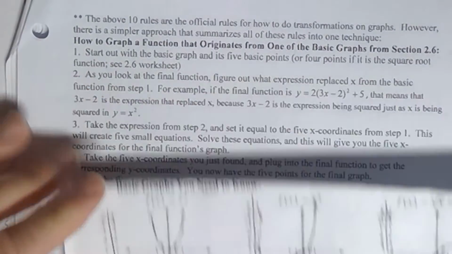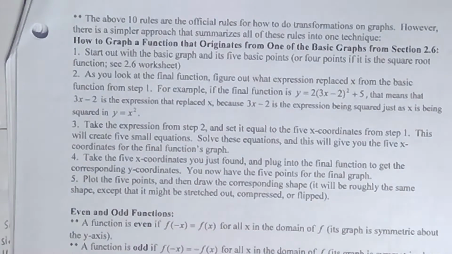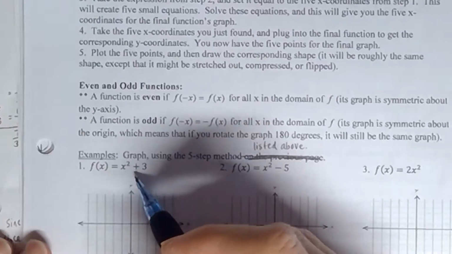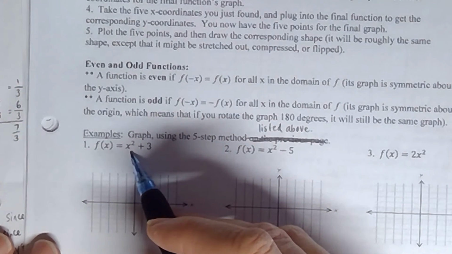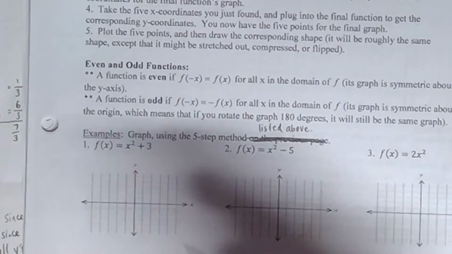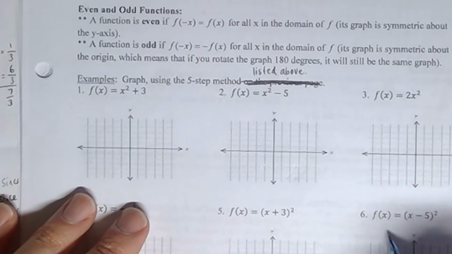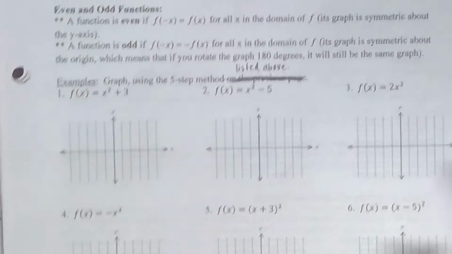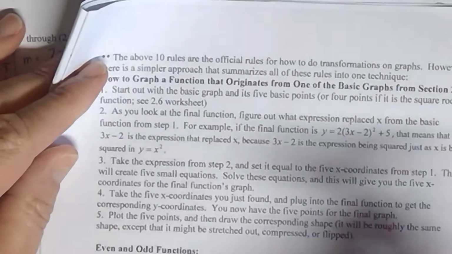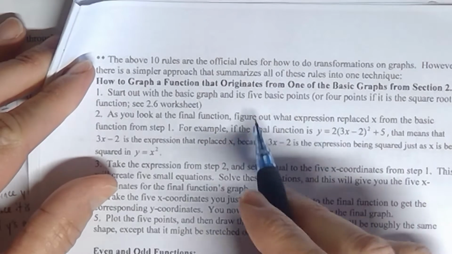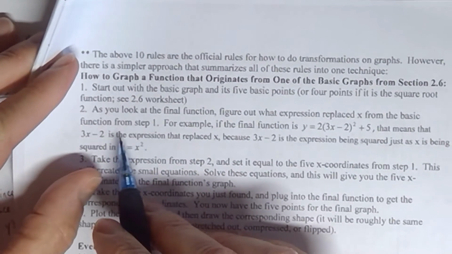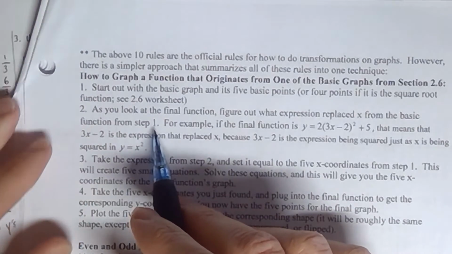All right, now if you have a situation where the thing that's being square rooted is just the variable x, and it's not like x plus 3 or x minus 5, then you can actually skip steps 2 and 3. Let me tell you why. It says here, figure out what expression replaced x in the basic function that you chose in step 1.